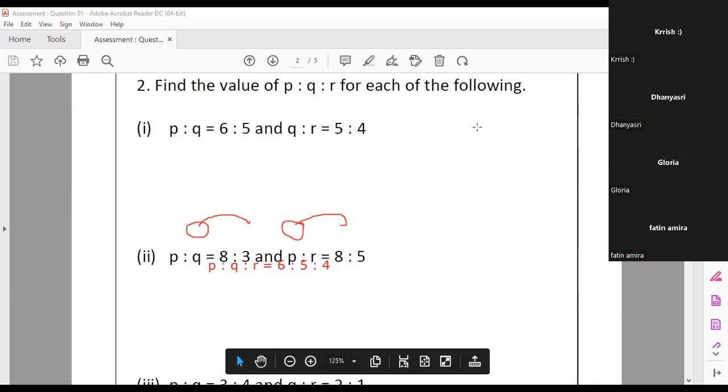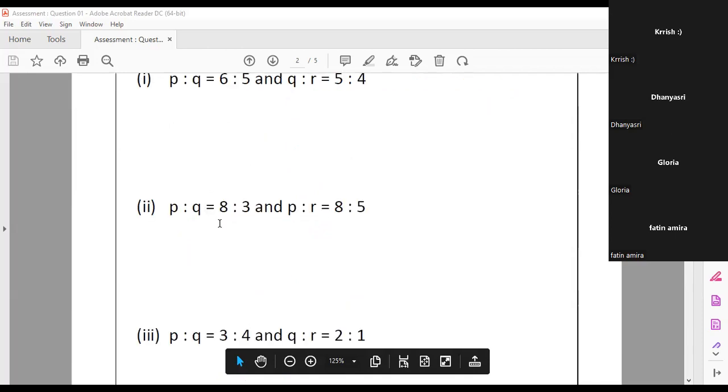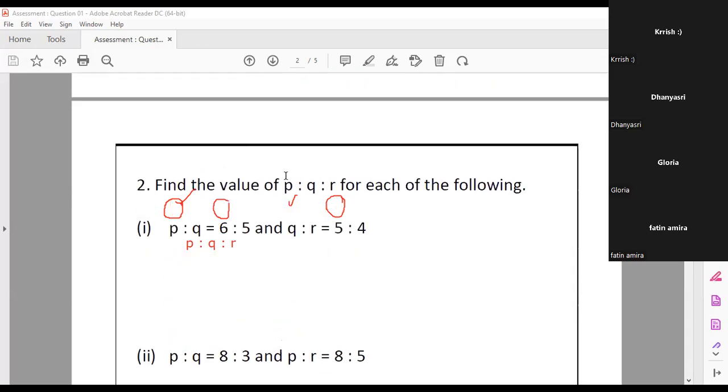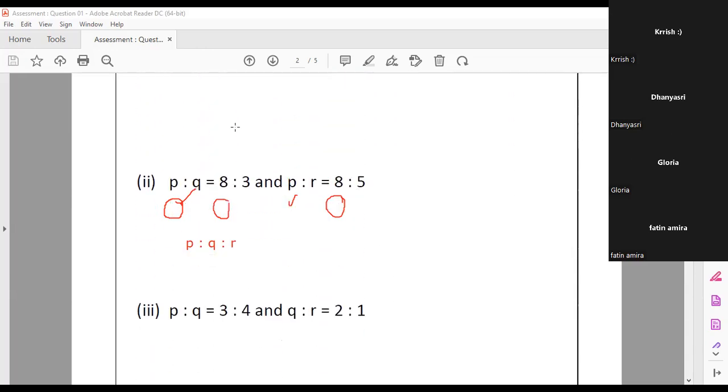Now, the second question here, clear the drawing. P to Q is 8 to 3. P to R is 8 to 5. So, which is the same one? P, it's 8 to 3. The same P is also 8. So you really don't have much of a problem again, because all we have to do is find P to Q to R. That's what our question wants. The ratio of P to Q to R. Find the ratio of P to Q to R.